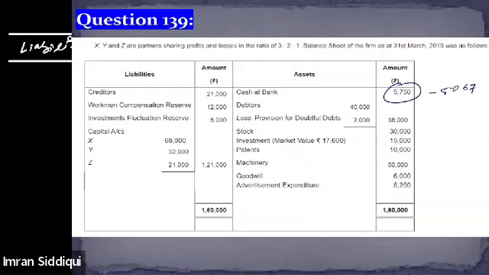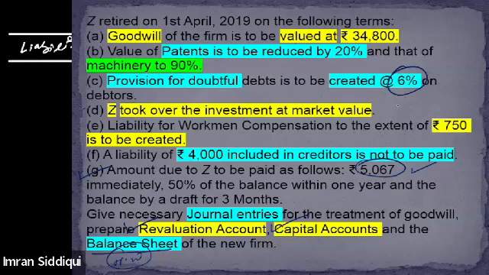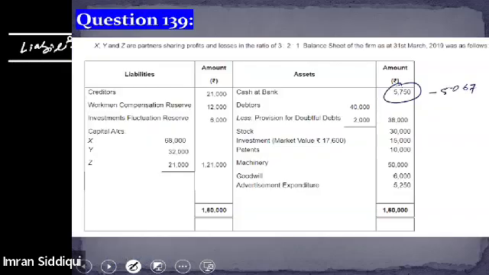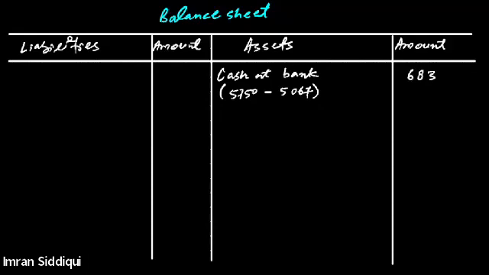Then looking at the other items on the asset side, we have debtors. Debtors were 40,000. We have made a provision of 2,000, but the question requires us to make a provision at 6%, right? You're able to recall that as well. We were required to prepare the provision for doubtful debt at 6%. That means 40,000 into 6% is 2,400. So instead of 2,000, we need to subtract how much? 2,400. Right. So coming back to the balance sheet, we'll write down debtors. Earlier it was 40,000, but we will reduce the provision.